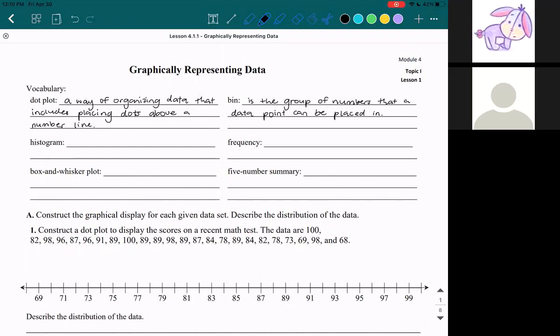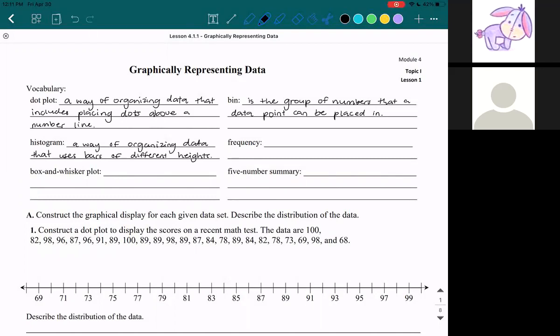Next word is histogram. So histogram is really similar to a dot plot, except it kind of looks like a bar chart. So it's a way of organizing data that uses bars of different heights. Okay, so once again, when we get to it, you will see what a histogram looks like. But right now, this is just my way of putting it into words.